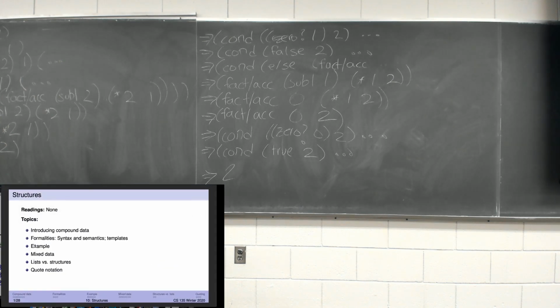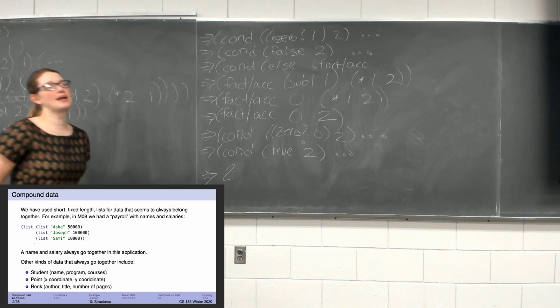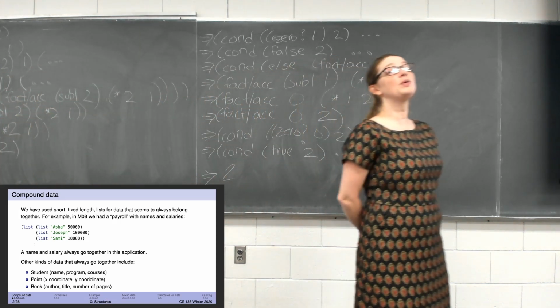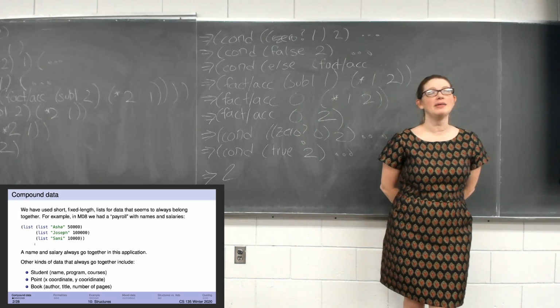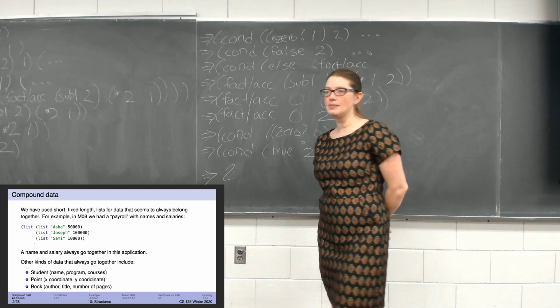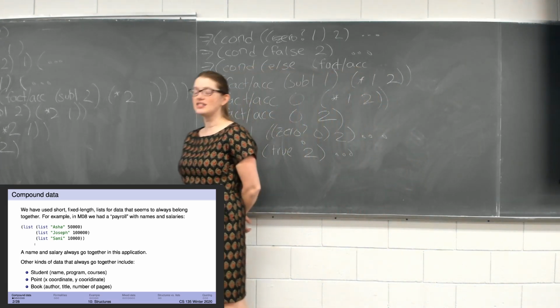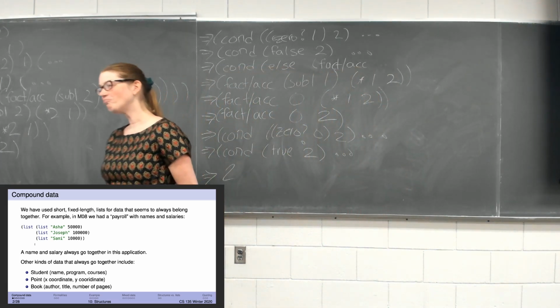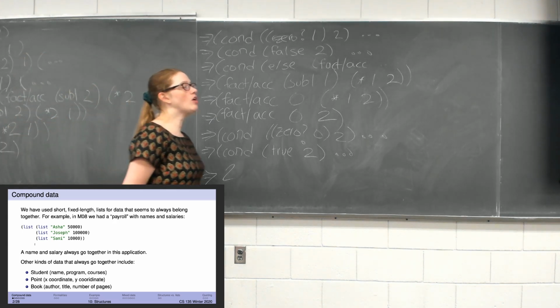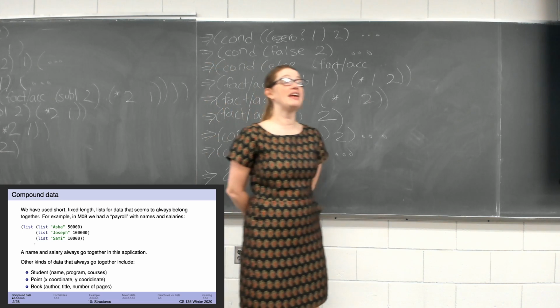So here's the thing. We've been working in the last few weeks with something we call compound data. That's what a list is. It's a compound data type. It's a data type that actually can contain many other data types. It can even contain other lists. And we've used lists to represent all kinds of different types of data.